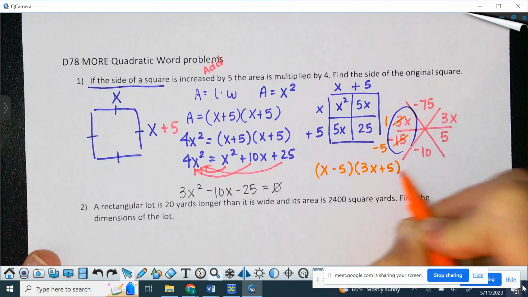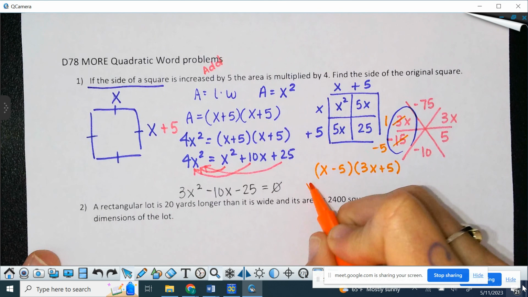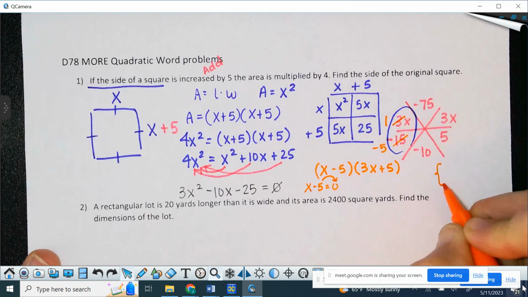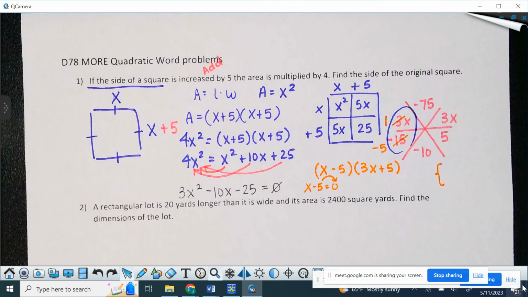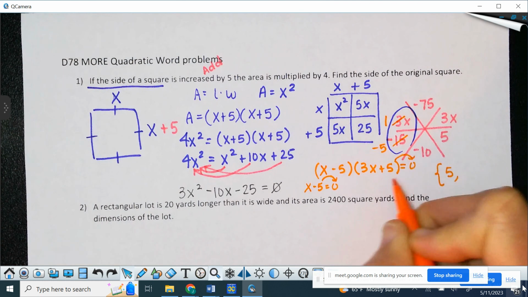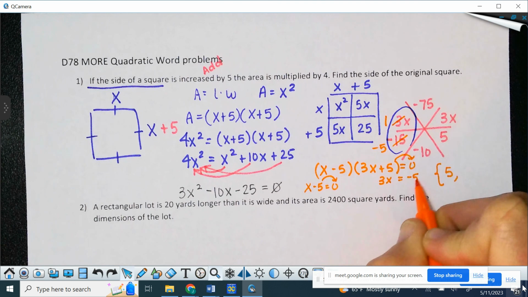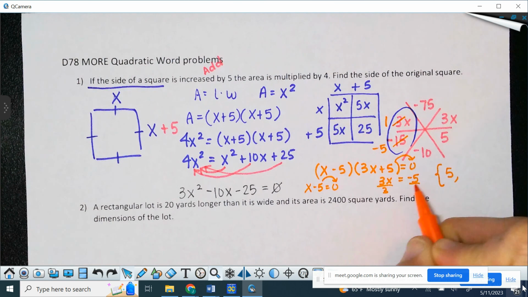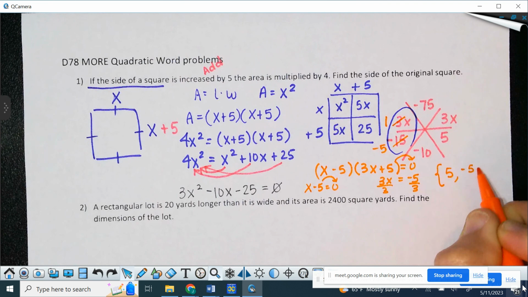And then we need to solve it. So x minus 5 equals 0. I'm going to move that negative 5 over. So I'm going to get x is equal to what number? Positive 5. So that's the first one in our list. And then I'm going to set this one equal to 0. I'm going to move the 5, so 3x equals a negative 5. I'm sorry, I moved the positive and turned it negative. How do I get x by itself on this guy? Am I done? Good. Divide by 3. Divide by 3. So negative 5 over 3 is our other solution.